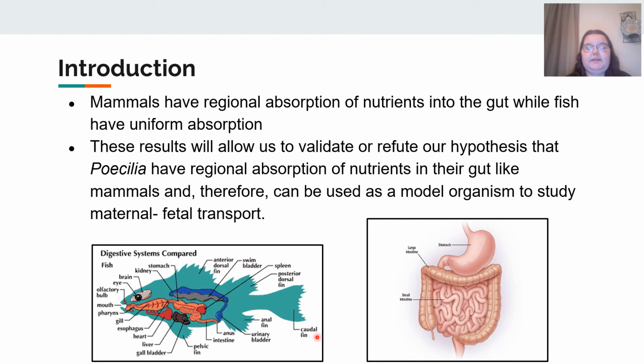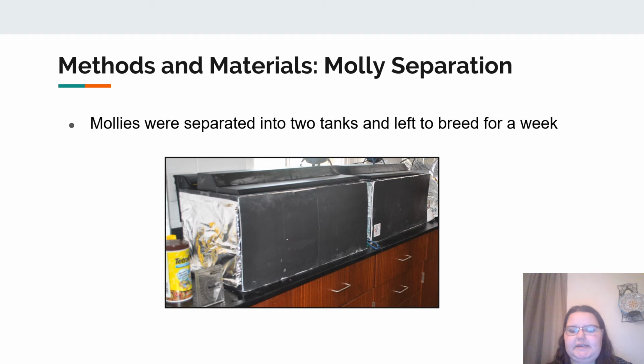So to be able to validate our hypothesis that mollies are a model organism for maternal fetal transport, we would need to see what type of absorption pattern they have, whether it's closer to mammals or closer to more oviparous fish. The materials and methods of this second experiment are very similar to the first experiment. So we divided the mollies up into 2 tanks and we left them to breed for a week. We used the same photo manipulation techniques that we used in the first experiment, and the water quality was the same.